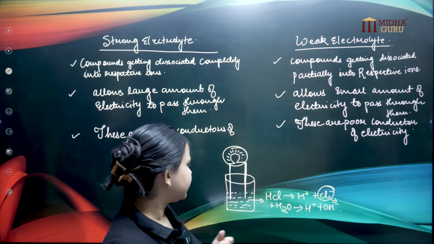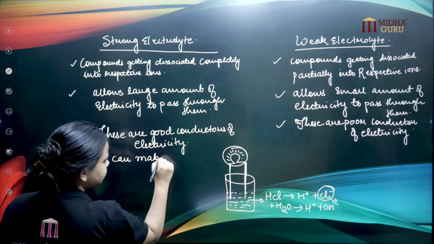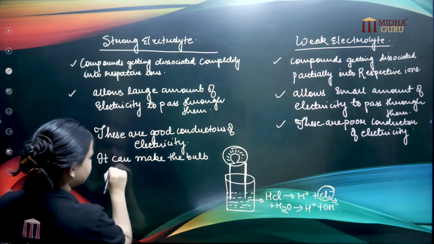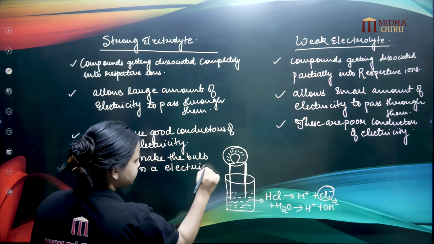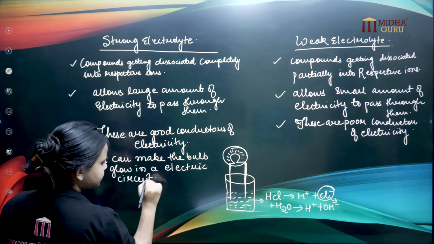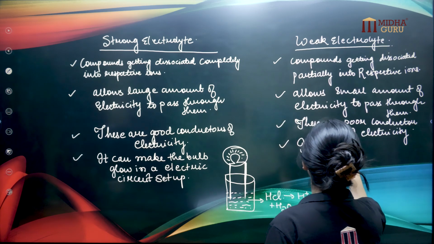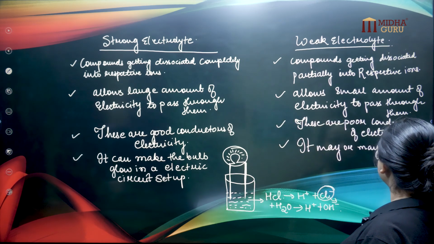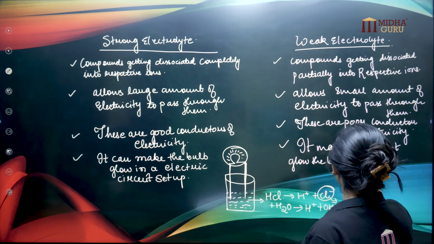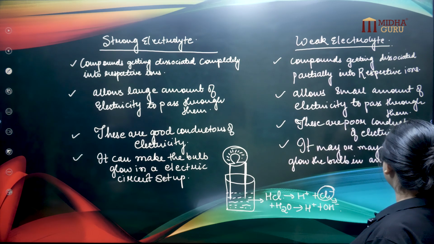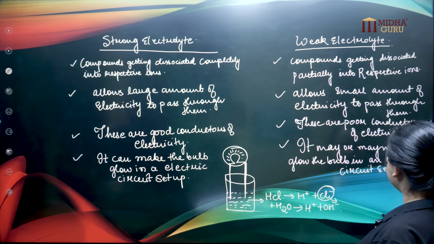let the bulb glow. So it can make the bulb glow in an electric circuit setup, and here it may or may not glow the bulb in an electric circuit setup. And why is it so?